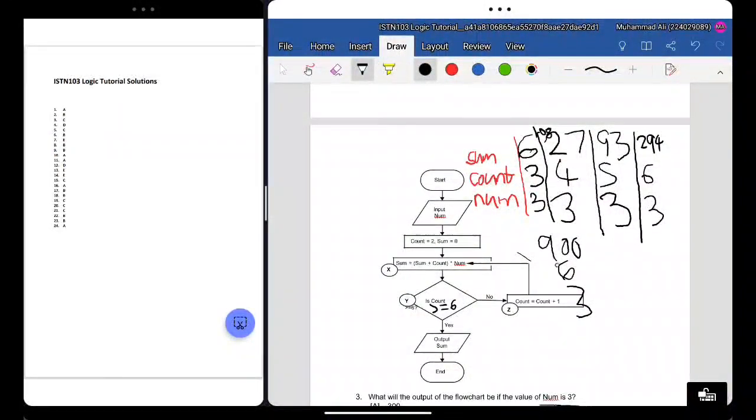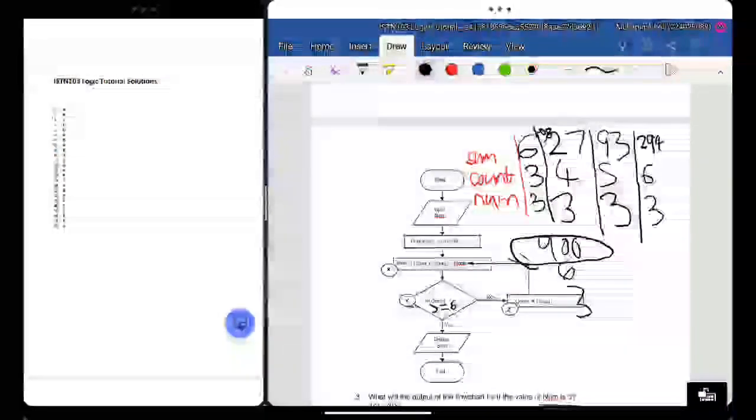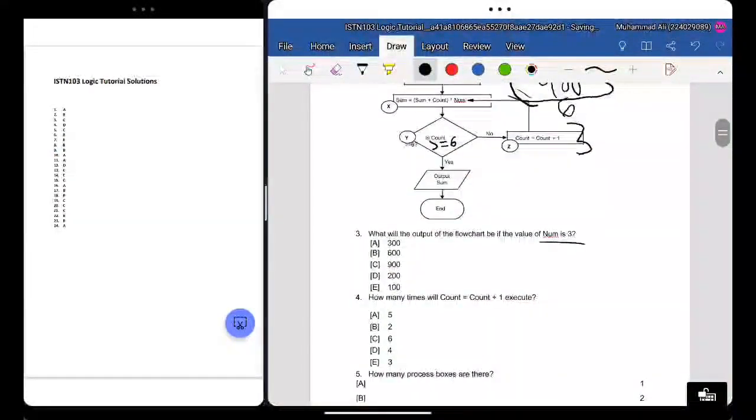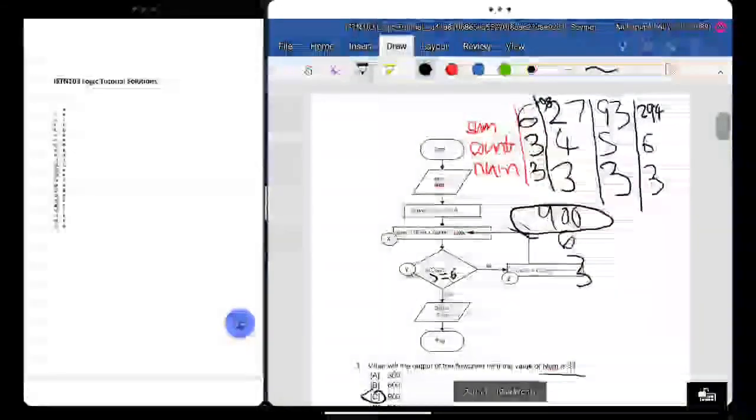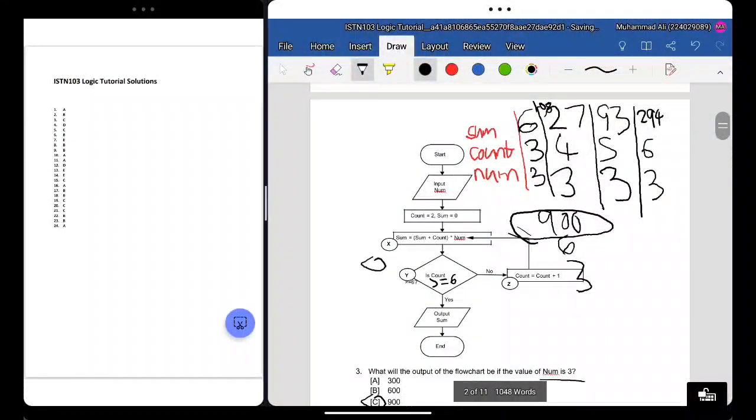Is count 6? Yes. Display sum. The sum, obviously, it's going to be this line, is 900. So the system is going to display 900. C should be the answer. Number 3, C. So the calculation is, it's very easy to mess up calculation. 93 plus 5 times 3.